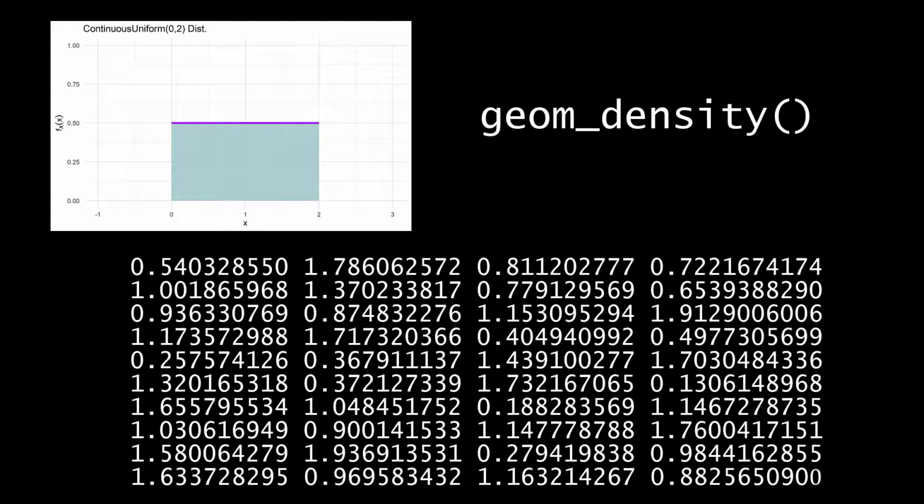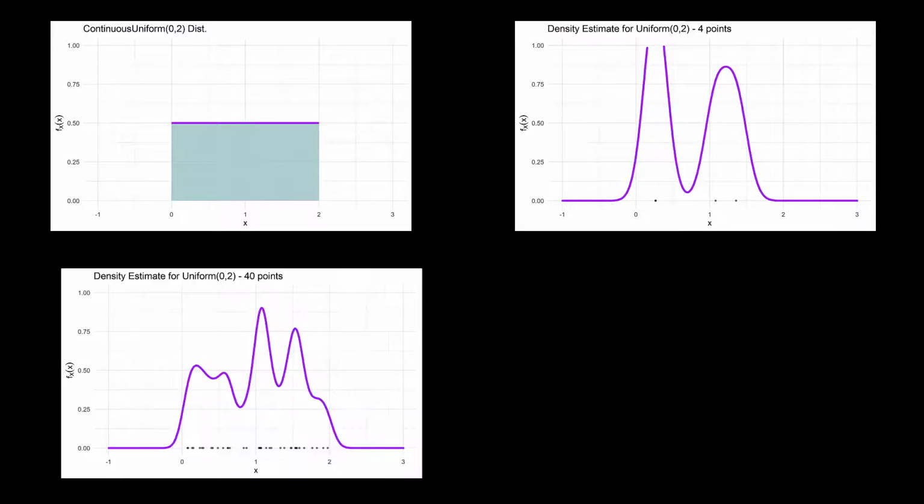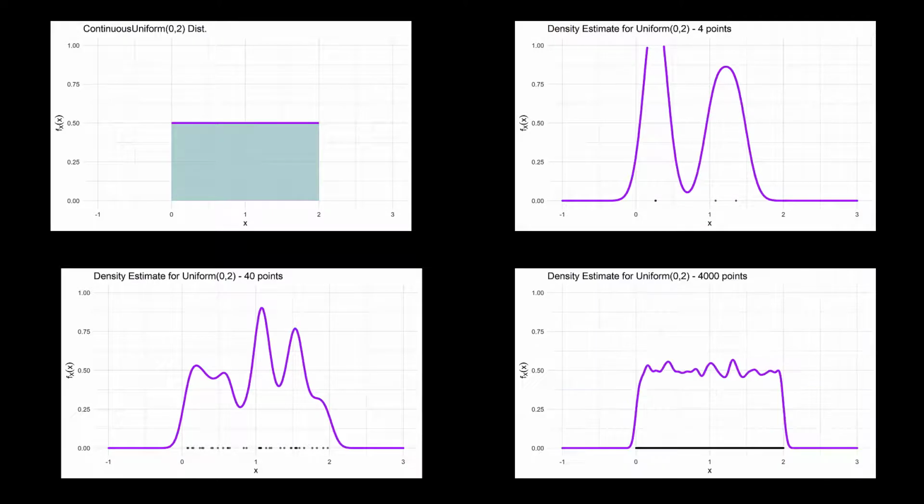Geom density in ggplot is the function that can get us a visual of this approximation. Here is the geom density plot using a 4 realization sample. Notice the plot looks nothing like the mathematical ideal, but as we increase our sample size from 40 points to 4,000 points in the lower right, our density estimate looks closer to the ideal.